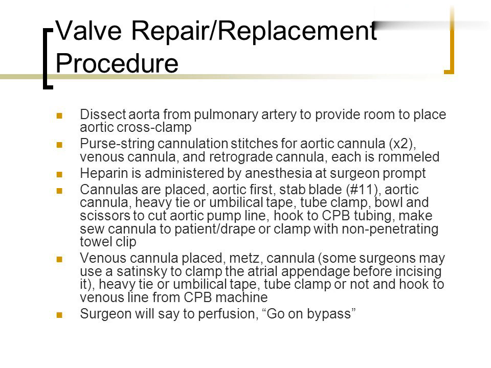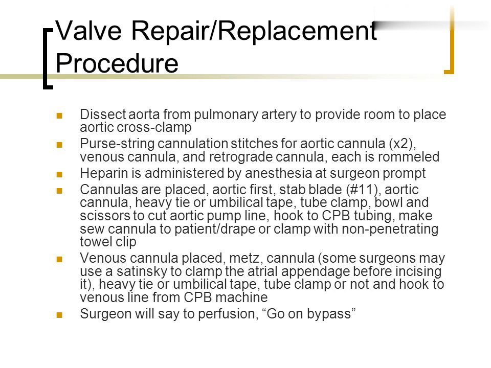Cannulas are placed, aortic first, stab blade, number 11, aortic cannula, heavy tie or umbilical tape, tube clamp, bowl and scissors to cut aortic pump line, hook to CPB tubing. Secure cannula to patient/drape or clamp with non-penetrating towel clip.